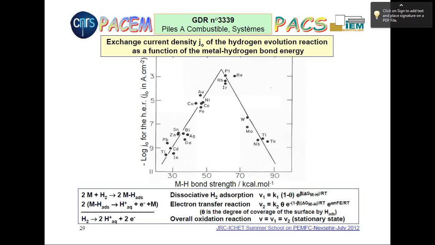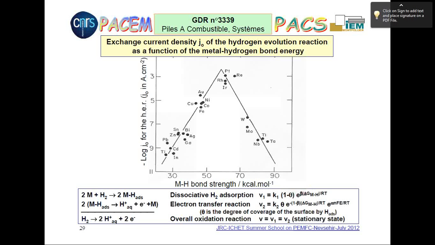So you can write the rate of each reaction. You can include theta, the number of free sites. For example, theta is the degree of coverage by adsorbed species. So the rate of this reaction is proportional to theta. And when you have adsorption, you must have free sites. So it's 1 minus theta.